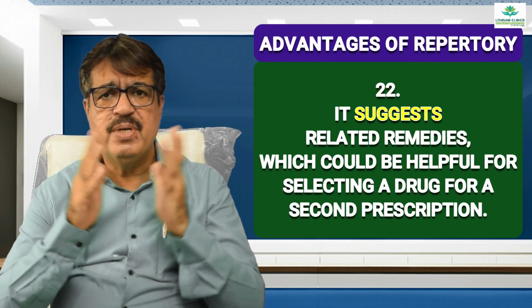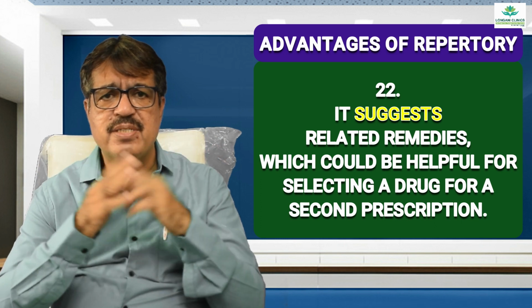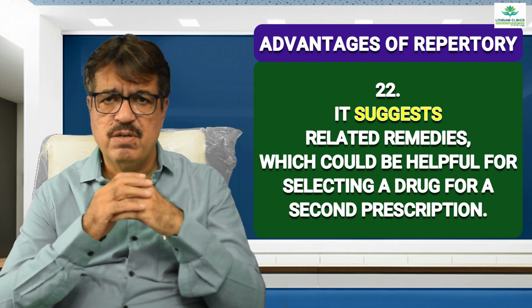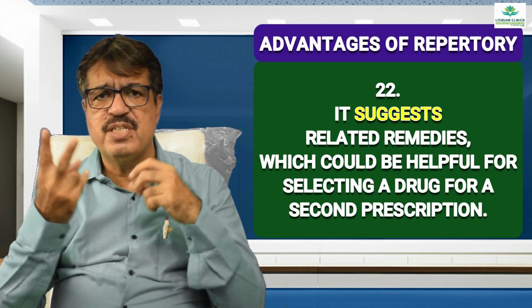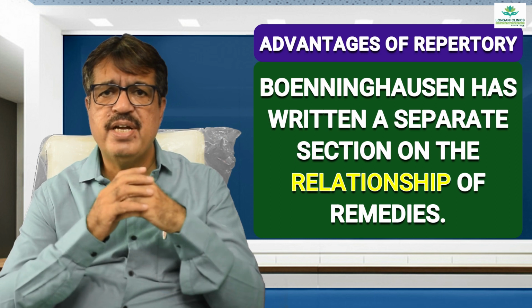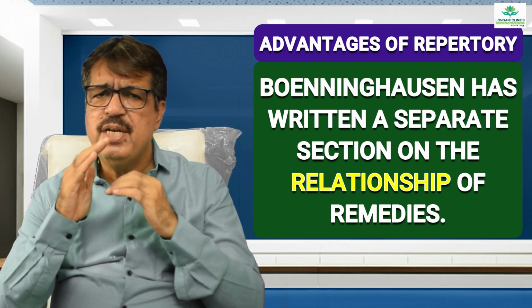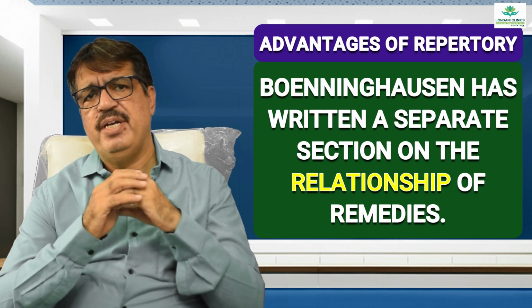22nd one. Repertory suggests related remedies, which could be helpful for selecting a drug for a second prescription. Boenninghausen has written a separate section at the end on the relationship of remedies.